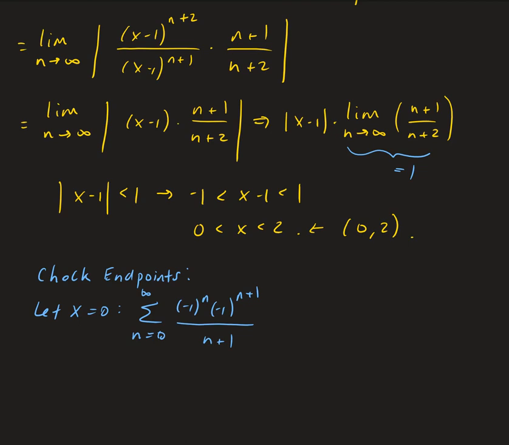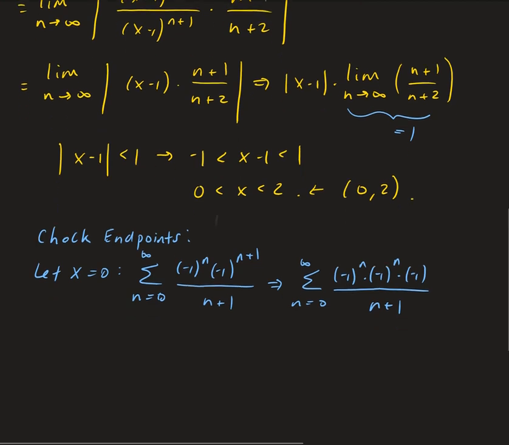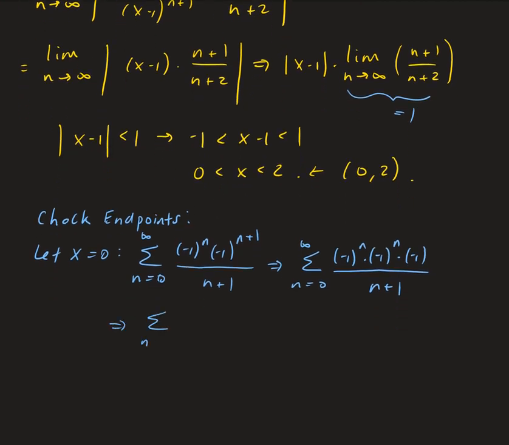All right, so this is the same as minus 1 to the n and then negative 1 to the n plus 1. So we can write this as minus 1 to the n times minus 1 to the n times minus 1, all divided by n plus 1. This is going to be canceled out because that's going to give us positive 1. And so we're left with minus 1 over n plus 1. The negative is just a constant, so we can work in this form.